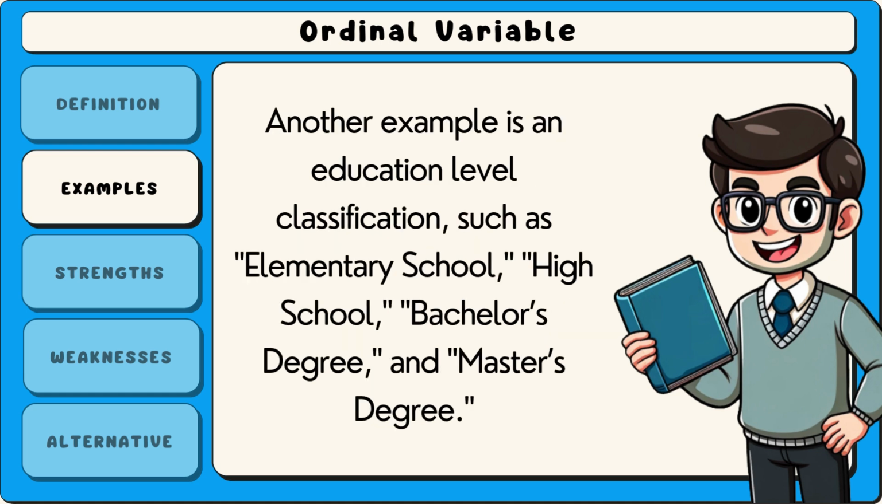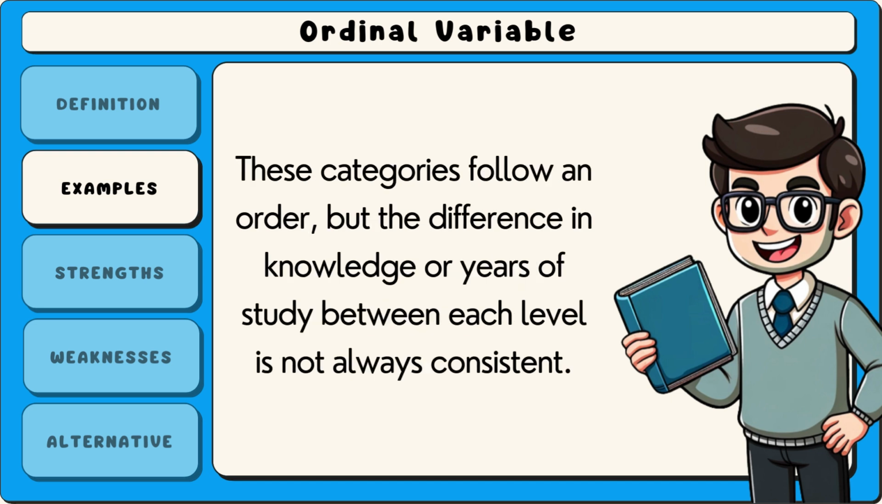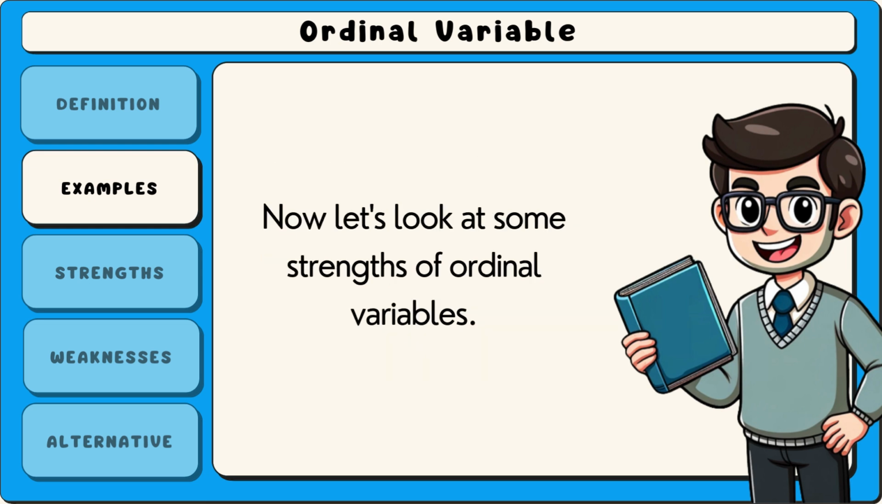Another example is an education level classification, such as elementary school, high school, bachelor's degree, and master's degree. These categories follow in order, but the difference in knowledge or years of study between each level is not always consistent. Now let's look at some strengths of ordinal variables.